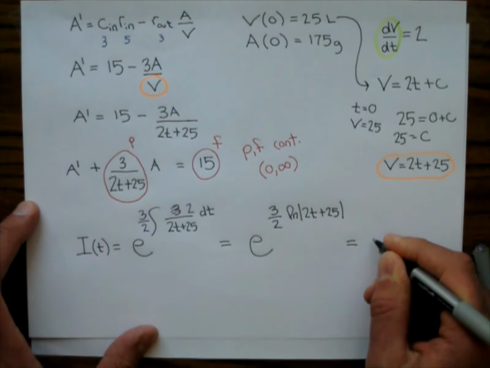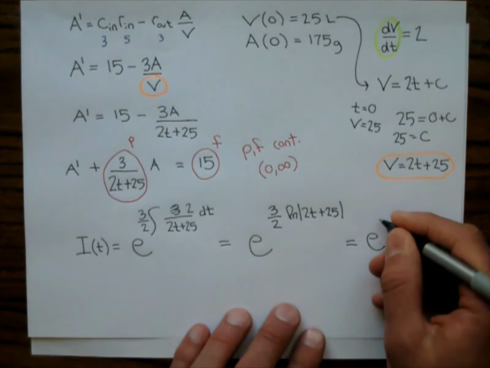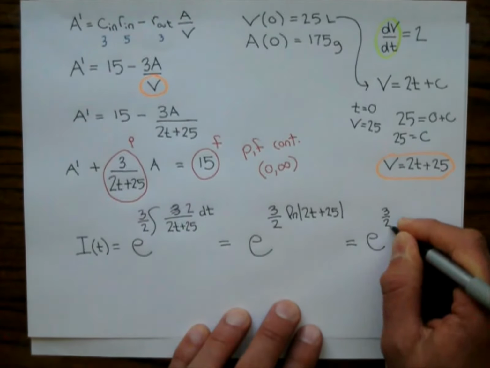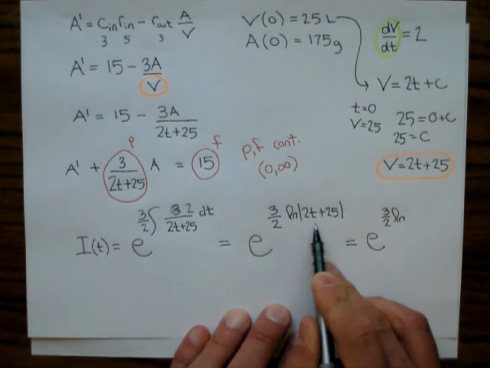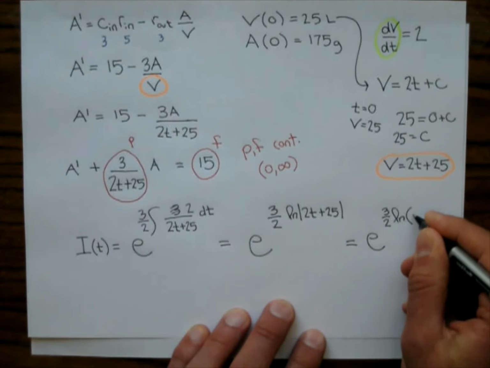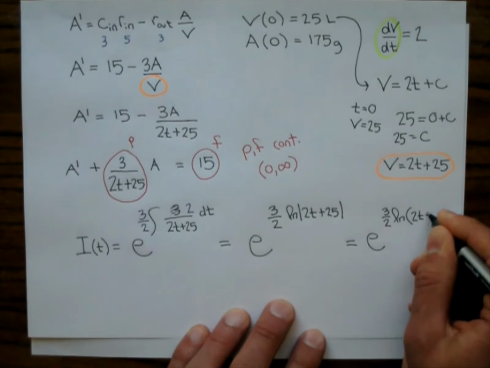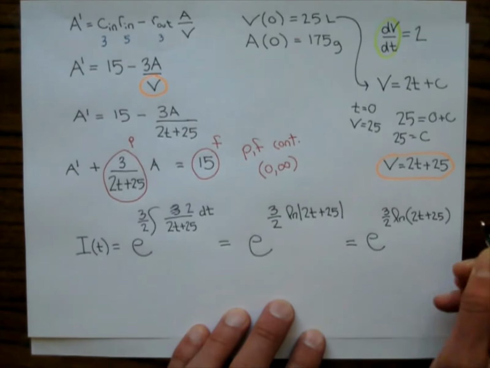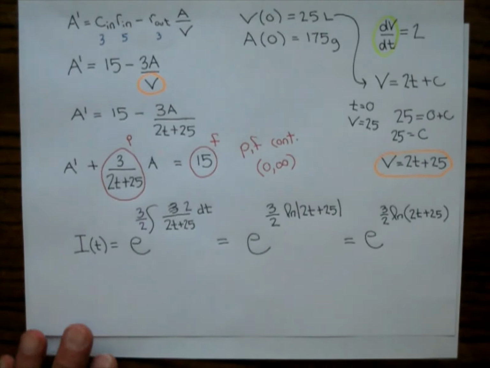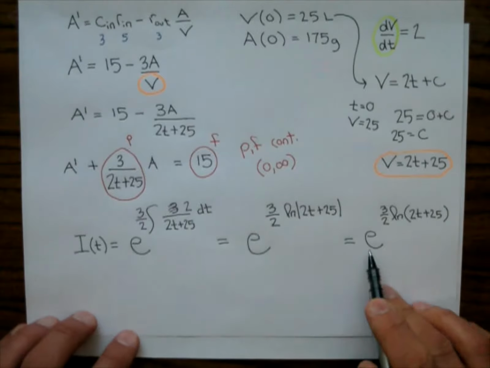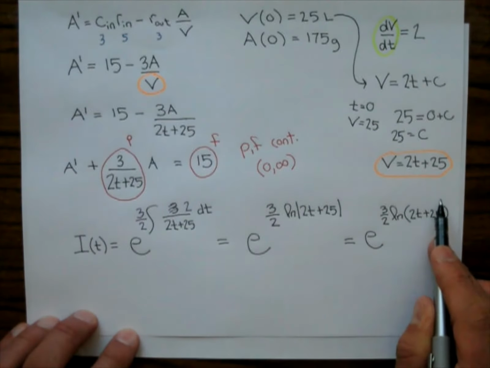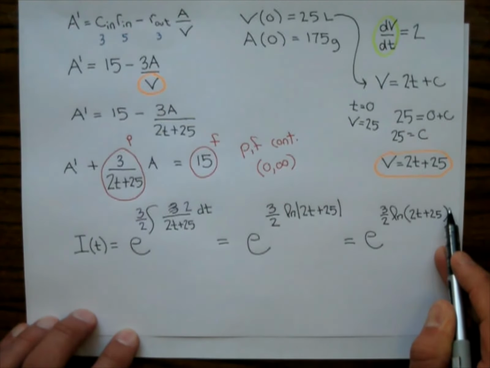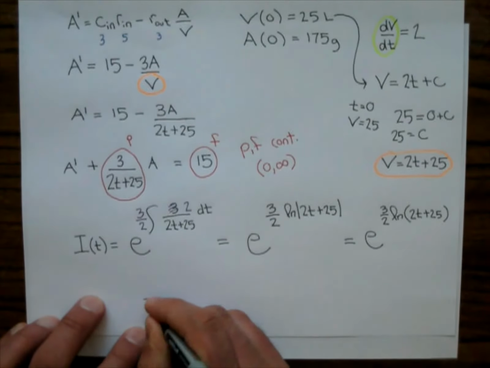So we have e raised to the 3/2 ln. Since t starts at 0, this is always going to be positive, so I can get rid of those absolute values: ln of 2t plus 25. Now I can't use the popping property of logs, where it's e to the ln and those disappear, until I get rid of this 3/2. And I don't really get rid of it. It's going to be a power up here, because this is the power rule for logarithms.